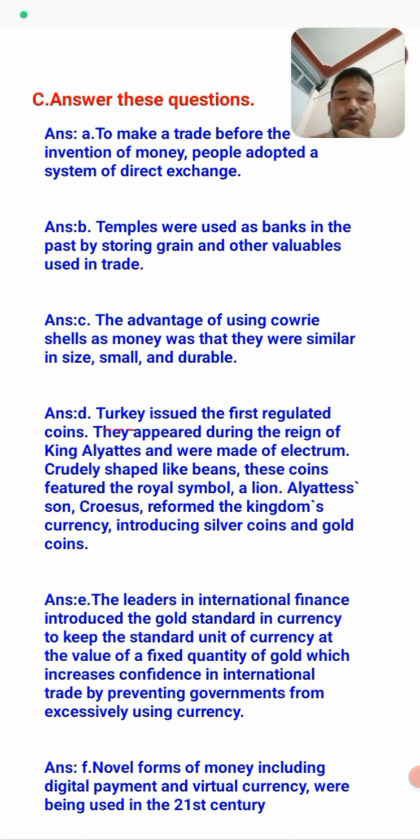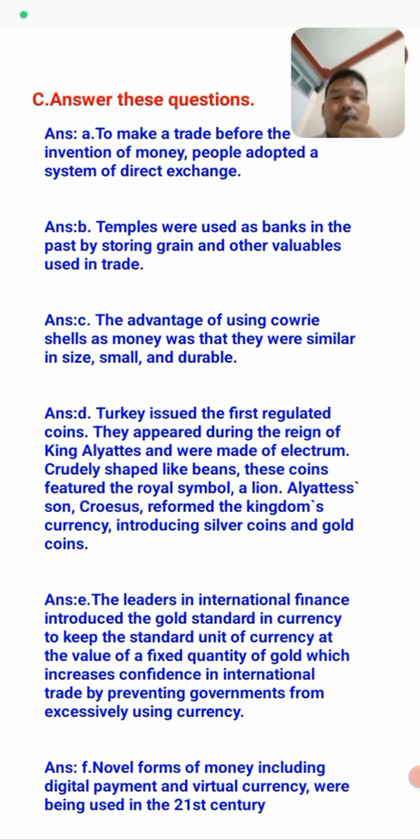The D number question is: describe the coins invented by Turkey. Now, in D number, students, you have to describe the coins invented in Turkey, and they invented the first regulated coins. They appeared during the reign of a king, Alyattes. Those coins, students, were made from electrum.